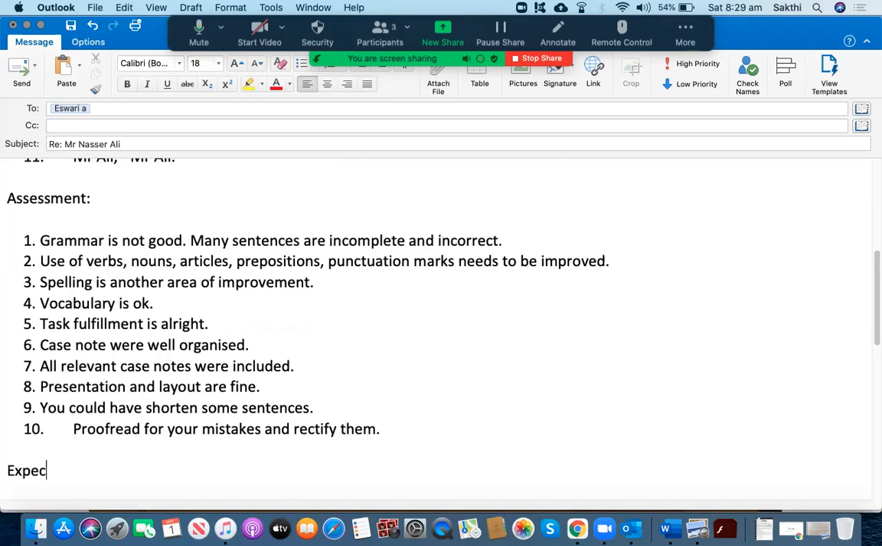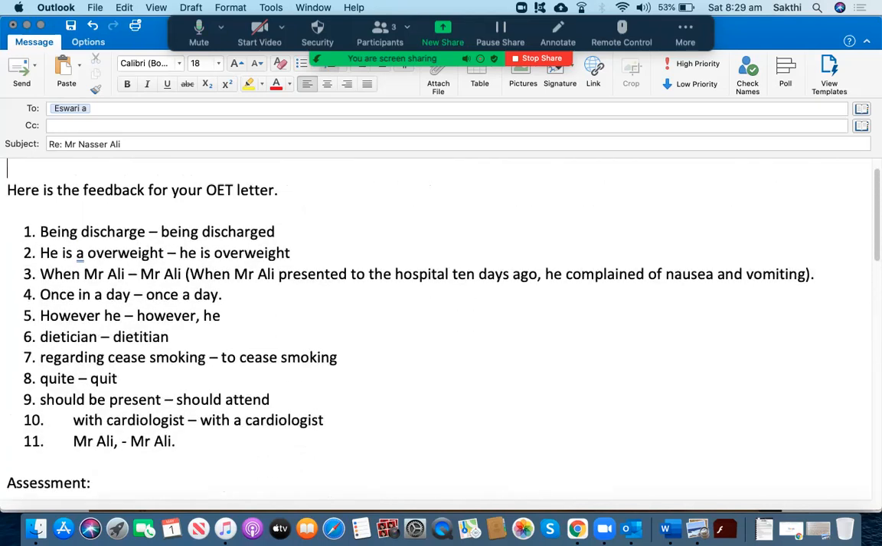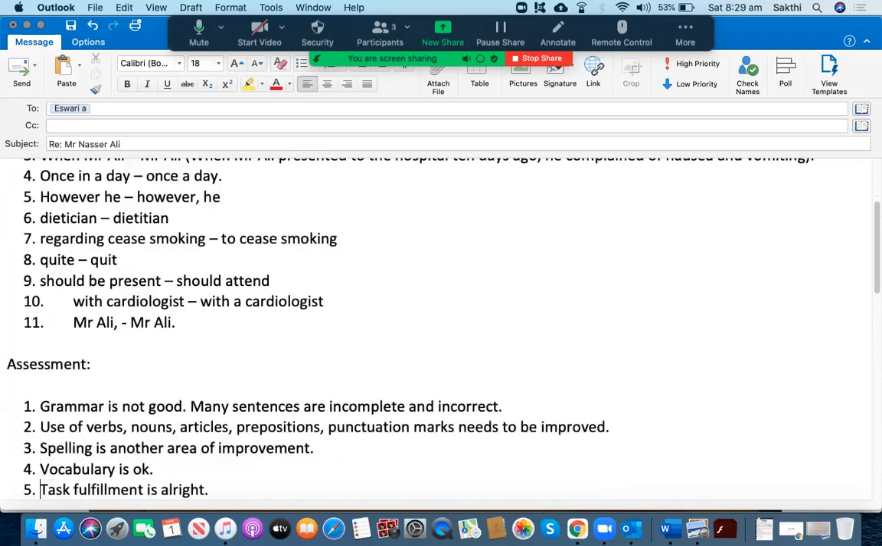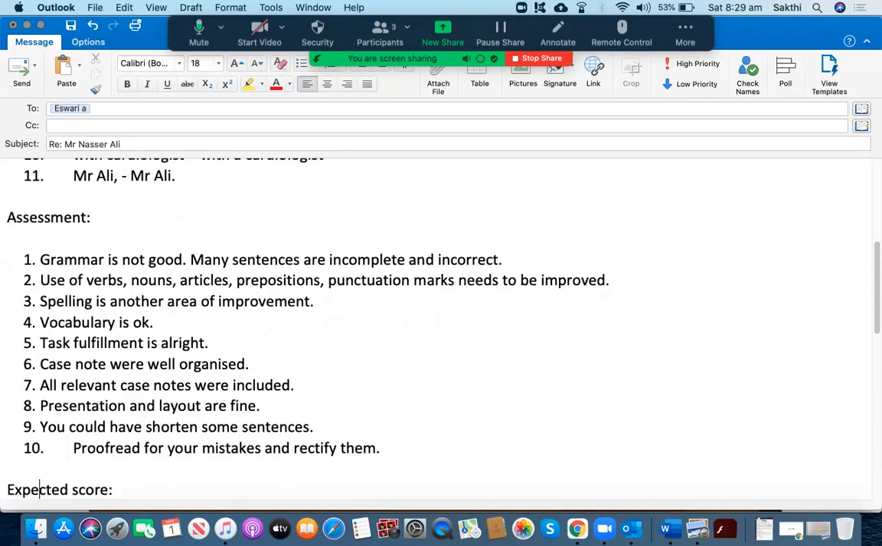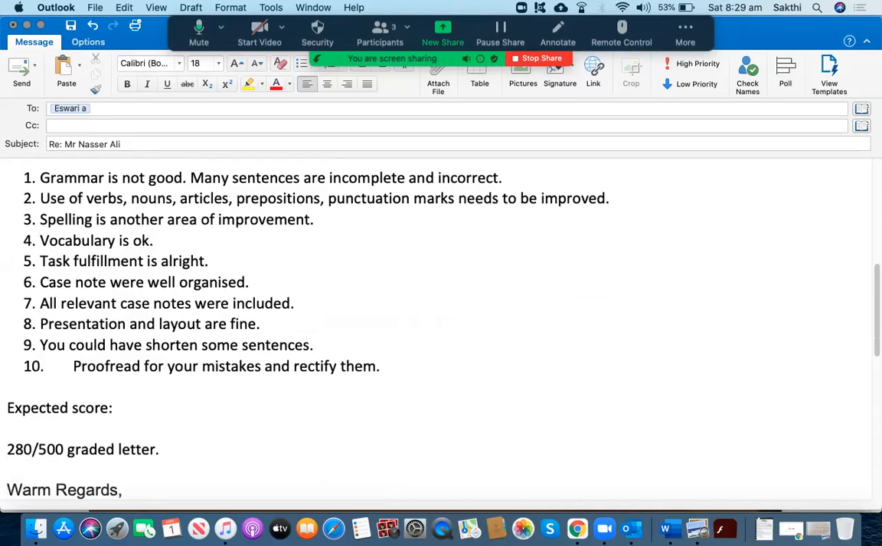Okay, so the expected score, looking at the severity of the mistakes and the number of mistakes she has committed, I'm pretty confident that this letter may be able to get close to C+ grade. To me, it sounds like maybe a 280 out of 500 graded letter. All right, so I'm gonna share it with her.